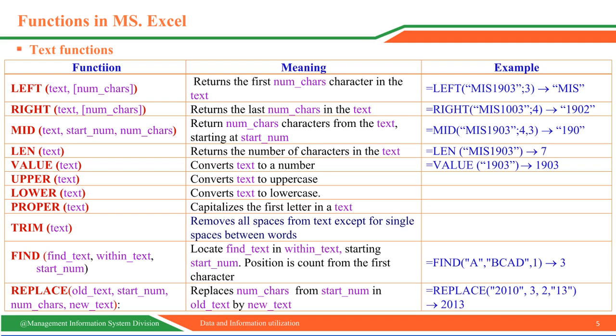LEN returns the length of a text string. Example: LEN MIS1903 returns 7. VALUE converts text to a number. Example: VALUE 1903 returns 1903. UPPER converts all letters in a text string to uppercase. LOWER converts all letters in a text string to lowercase. PROPER capitalizes the first letter of each word in a text string. TRIM removes extra spaces from both ends and between words if there are multiple spaces.